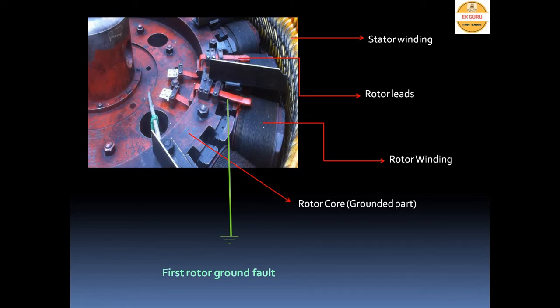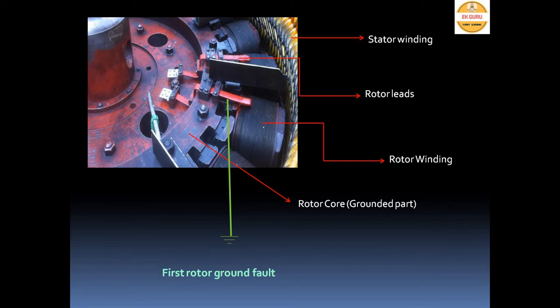Pole to pole joints are more prone to earth faults because during rotation large centrifugal forces act on them. The rotor leads, which are used to carry the DC currents, are also more prone to earth faults because they are very close to the grounded parts. Now we will see how to identify the rotor earth fault location.